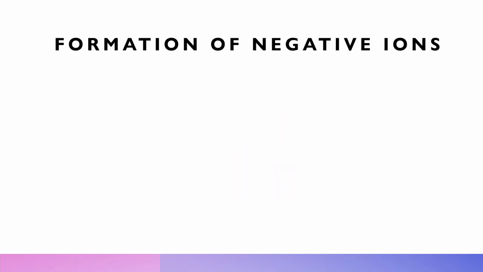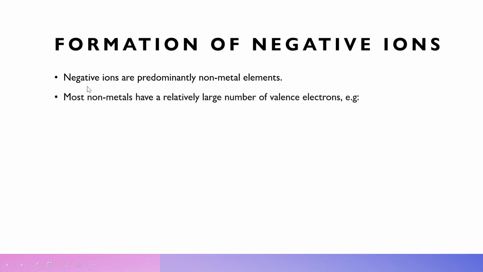So we have seen how positive ions are formed and why they are predominantly metals. What about negative ions? Negative ions are predominantly nonmetals because nonmetal elements have a relatively large number of valence electrons. For example, fluorine has 7 valence electrons. The maximum capacity is 8, so it's just 1 electron short of having a fully filled valence electron shell. The same goes for chlorine, and oxygen, which is just 2 electrons short of having a fully filled valence electron shell.